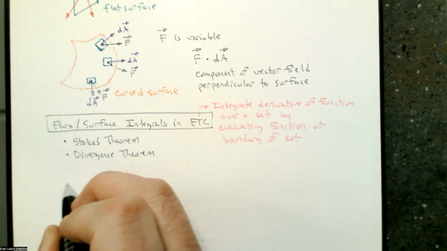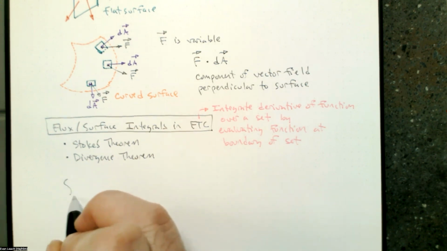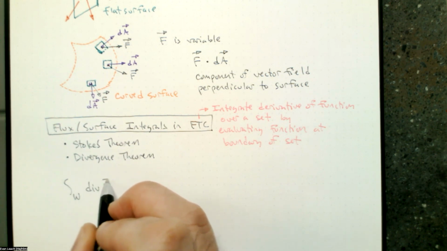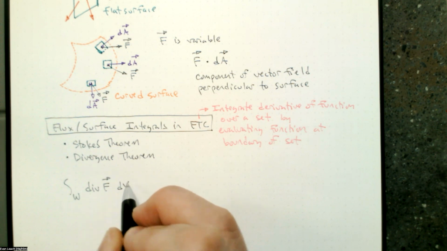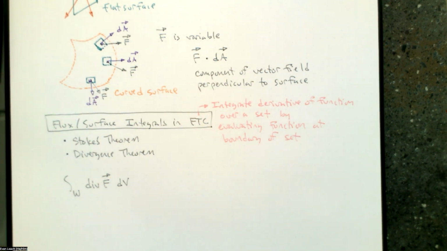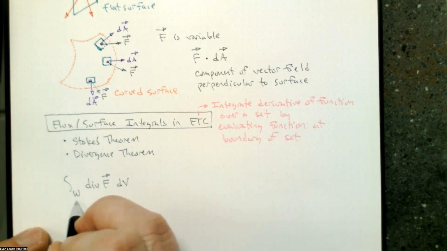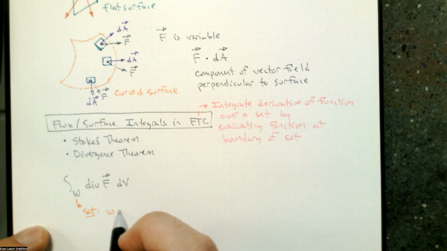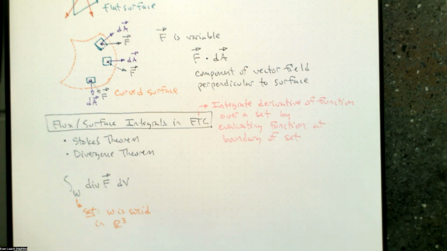The divergence theorem says that if we want to integrate over some solid W the divergence of a vector field at every point in that solid W. So W is going to be some solid, and dV is some piece of that solid, like it is in a triple integral.